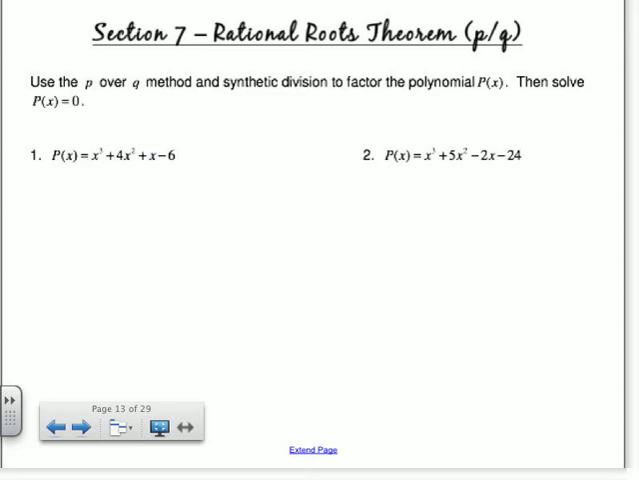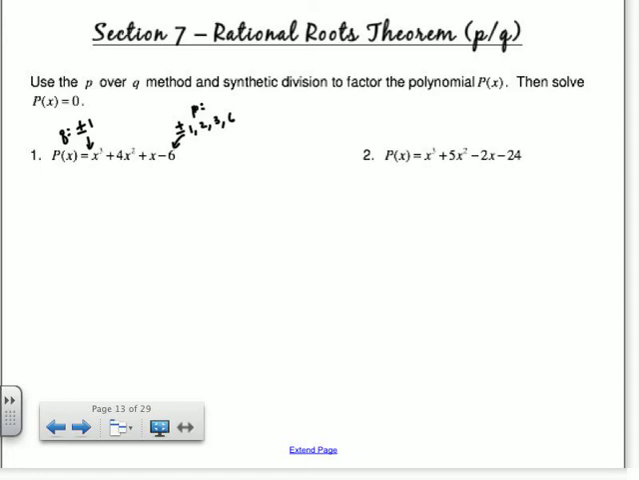So we look for P and Q. P is going to be all the factors of the very last number, so the constant. So P could be 1, 2, 3, or 6, and it can actually be plus or minus all of those, because you have negatives as well. Q is all the factors of the first number, so the leading coefficient. It's 1x cubed, so it's just plus or minus 1.